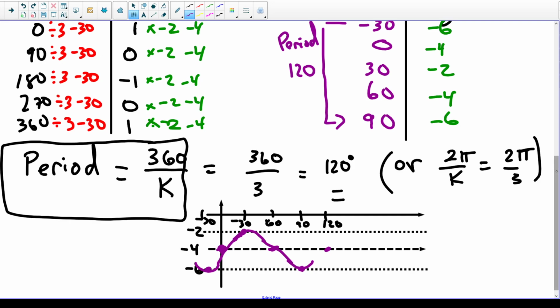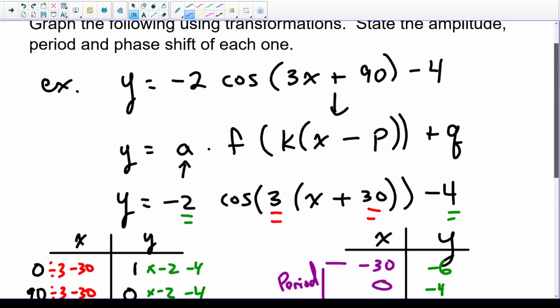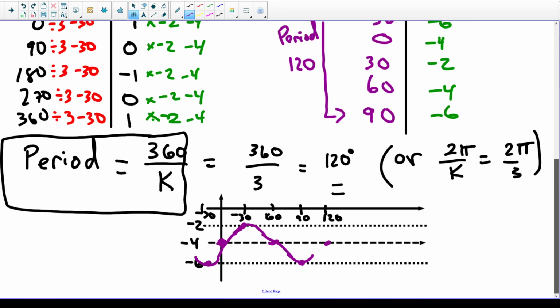Now, we're not done, because I did ask to also list the amplitude and the phase shift. So what is the amplitude of my graph? Well, the amplitude is the distance from the new axis, negative 4, to the height of the graph that it goes to, which is negative 2. And I'm sure you can see that that's an amplitude of 2.